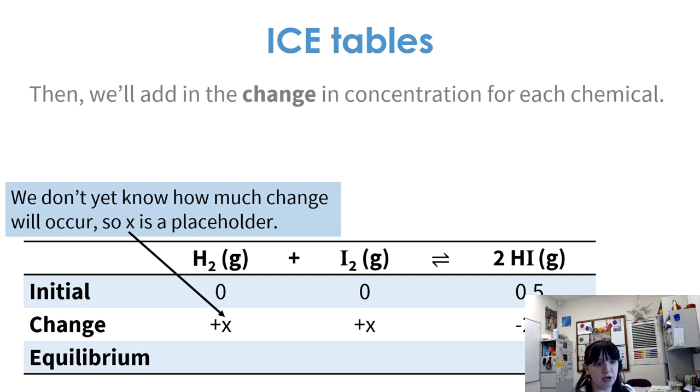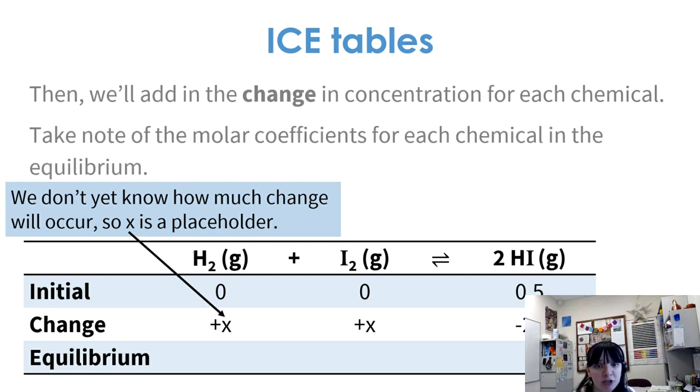We don't necessarily know just how much our different reactant amounts are going to change yet, but we do know that those changes are going to be proportional to one another dependent on what the molar coefficient is. So you'll see here that for hydrogen iodide, it has 2x in its change variable, whereas hydrogen and iodine are just represented as a single x, and that's because of their molar coefficients in the balanced chemical equation.